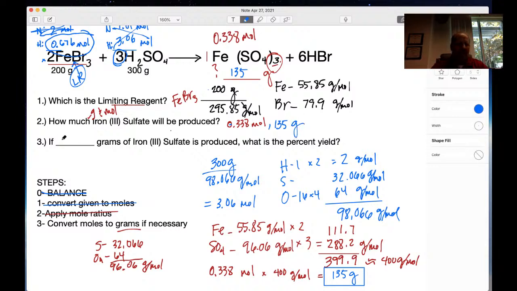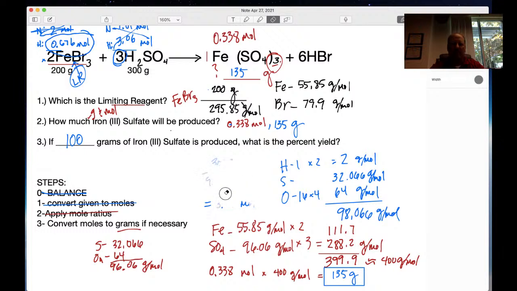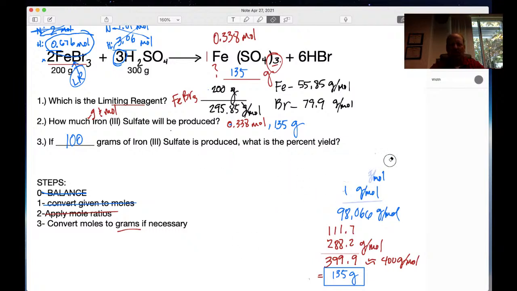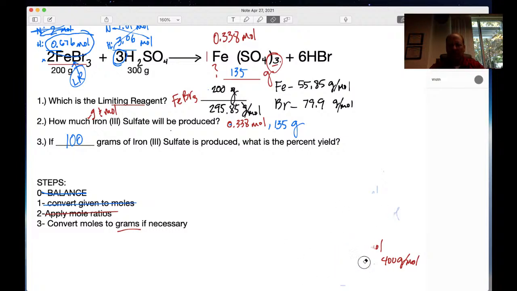Now, this is where you're going to need a number. So I'm going to put 100. So if 100 grams of iron 3 sulfate is produced, what's the percent yield? Well, percent yield is found using theoretical yield, which is found by math. That's what we just did. We did the math to find the theoretical yield, in other words, how much should have shown up if everything went to perfection. And that's mathematically discovered. So we found the theoretical yield to be 135 grams. Then reality kicks in and says, hey, wait, you're supposed to get 135 grams. What if only 100 grams showed up?